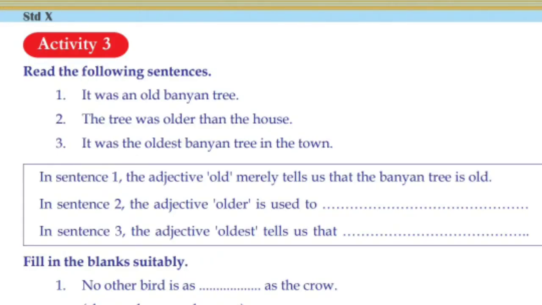Well children, now we can take a look at how the exercise on page number 22 of your English textbook, based on the lesson Adjectives in a banyan tree, can be attempted using positive, comparative and superlative degrees.